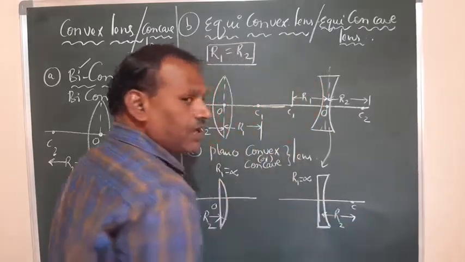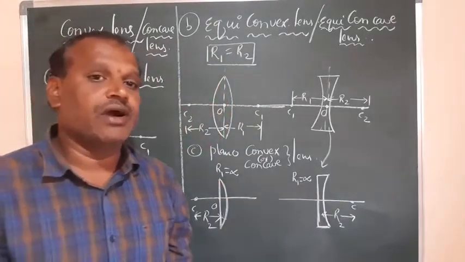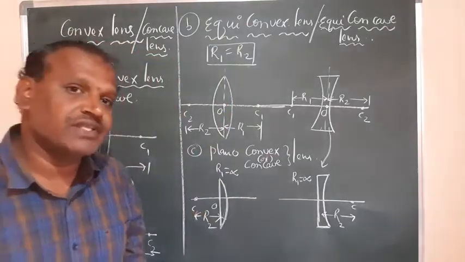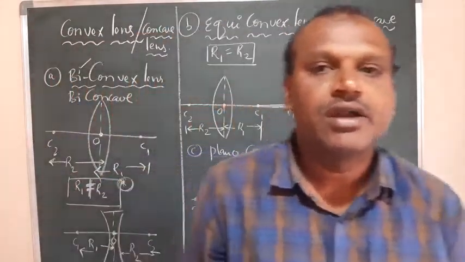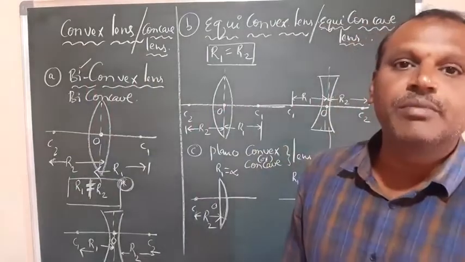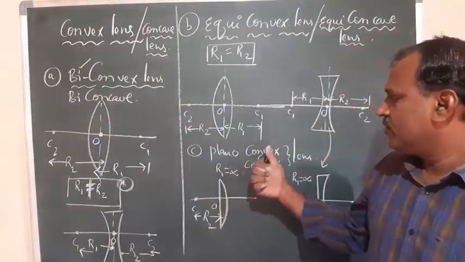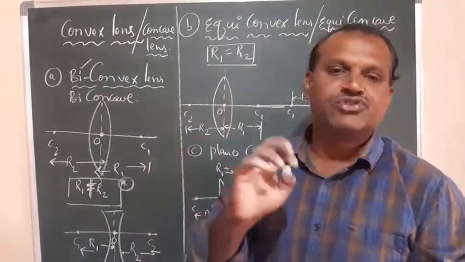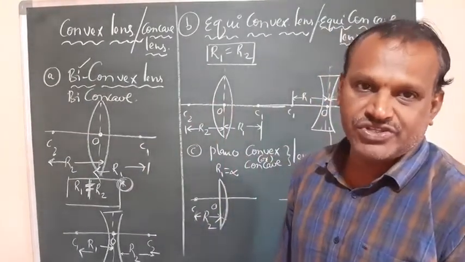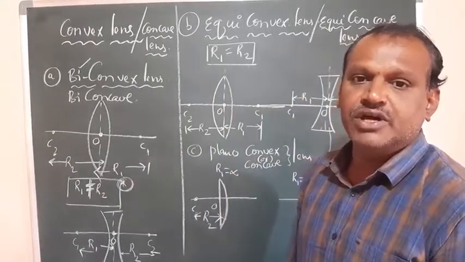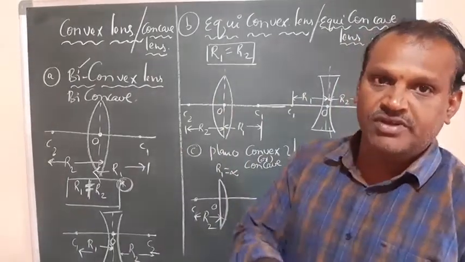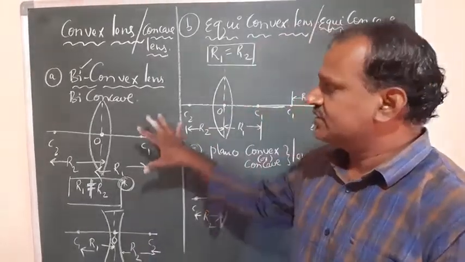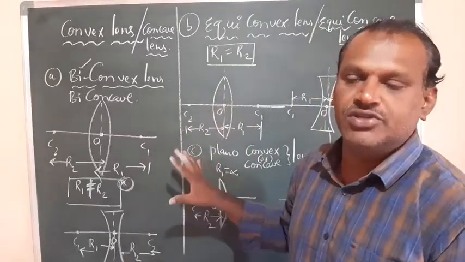So when one of the radii of curvature becomes infinity, or one of the surfaces becomes a plane surface, then it is called a plano-convex lens or plano-concave lens. So these are the three types of lenses you can have based on the radii of curvature of the two curves. Accordingly, we have these classifications for both convex as well as concave lenses. Right? So these are just different types. You have to remember the terminology.